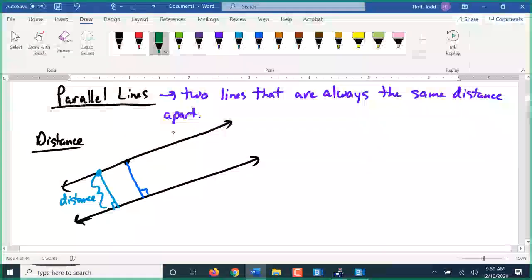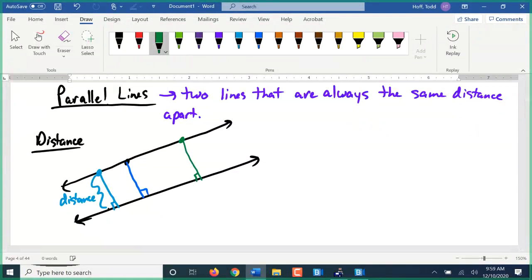I could pick any other point on that line and draw a perpendicular to the other line. That should be the same distance if they are parallel. Or I could pick a point on the other line and measure its distance to the one that we were picking points on before. That distance should be the same if they're parallel. So that's parallel lines. They're everywhere equidistant. They're always the same distance apart.